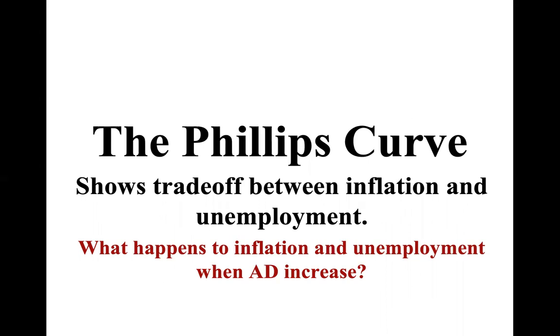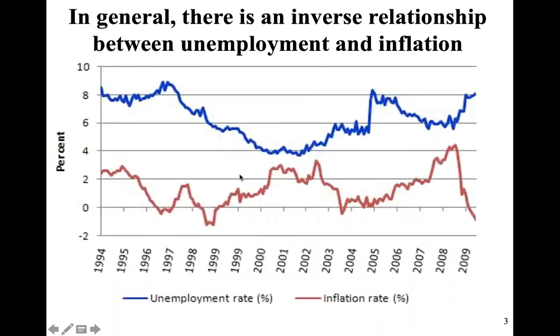When in doubt, graph it out. Graph this graph out in your brain and think about it. If AD increases, the price level increases, which means there's inflation. And GDP increases, which means there's a decrease in unemployment. All right, so if AD increases, inflation increases, and unemployment decreases. There is an inverse relationship between those two indicators. And in general, that's what happens over time, because in the economy, most shocks are demand shocks over time.